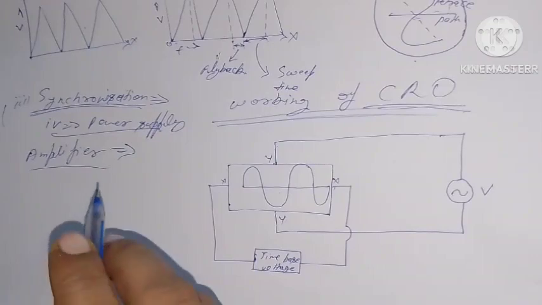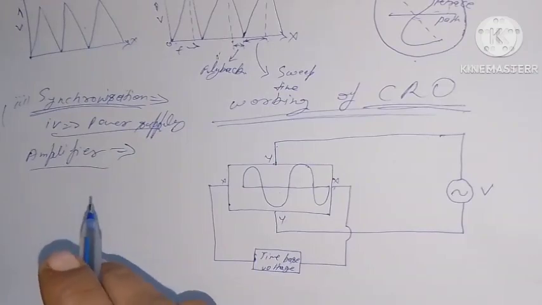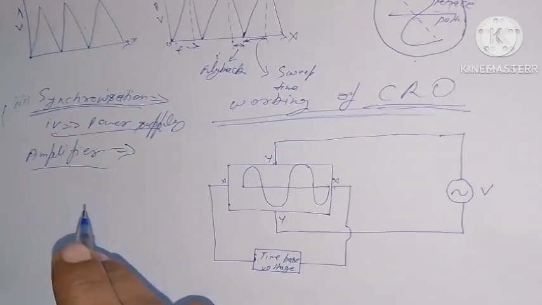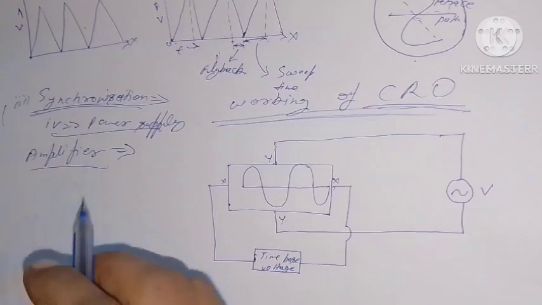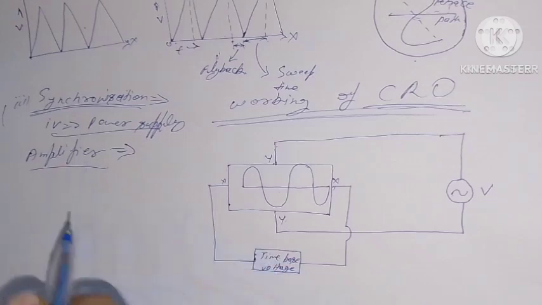We shall describe the working of a cathode ray oscilloscope by giving a method of finding out the waveform of an unknown alternating voltage. The unknown alternating voltage is applied to the Y plates.